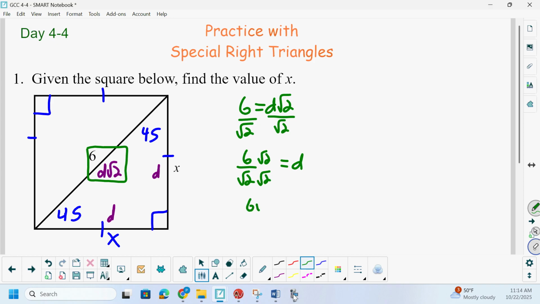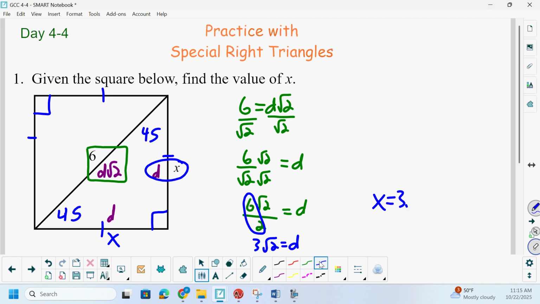This will give us 6 square root of 2 in the numerator, and in the denominator, any square root times itself is just the number underneath, so we just get 2. Lastly, we'll look at the numbers that are not under square roots, and we can divide them, so we end up getting 3 square root of 2 for d. We now need to find what x is. Well, x was just the same as d. We know d is 3 square root of 2, so x will just be 3 square root of 2.